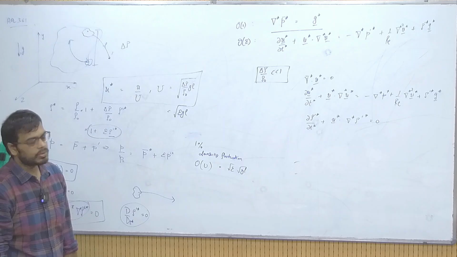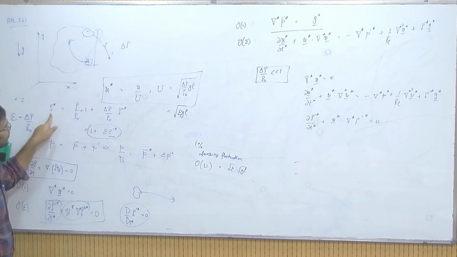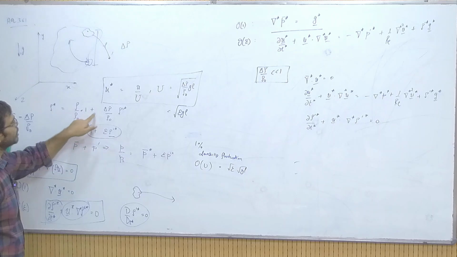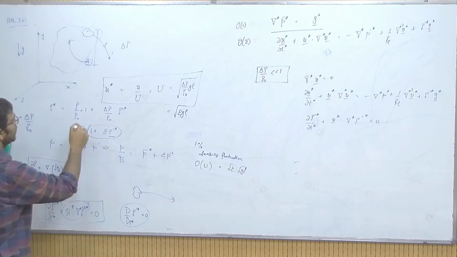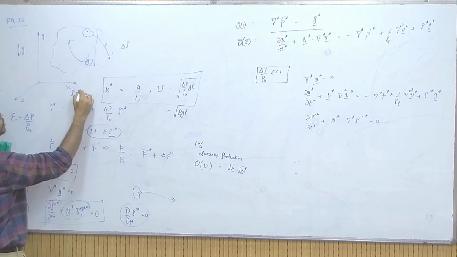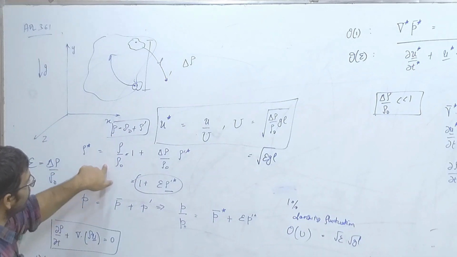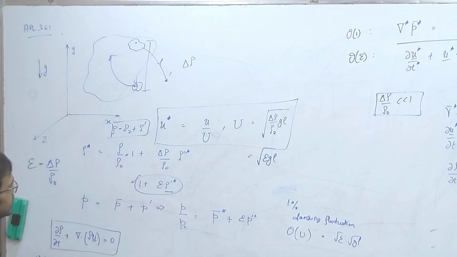At order 1, rho star is 1 because of the definition of rho star and how we are taking rho to be 1 plus rho prime. Rho is rho naught plus rho prime, not 1 plus rho prime. So rho star is rho by rho naught, and that's how I define it.